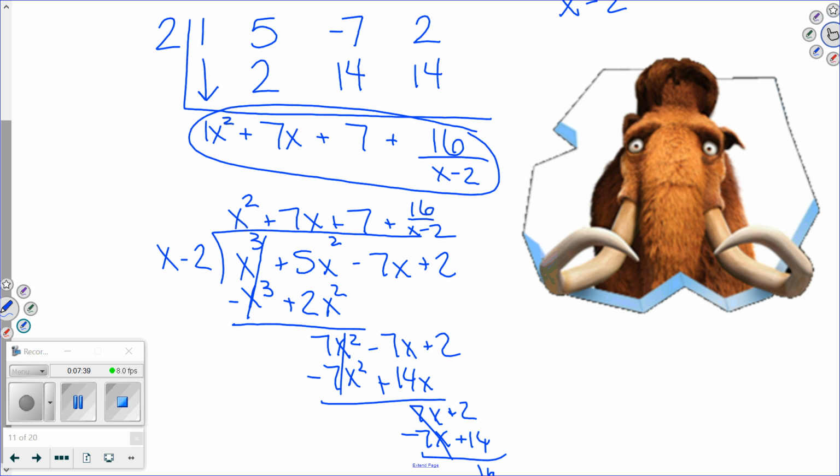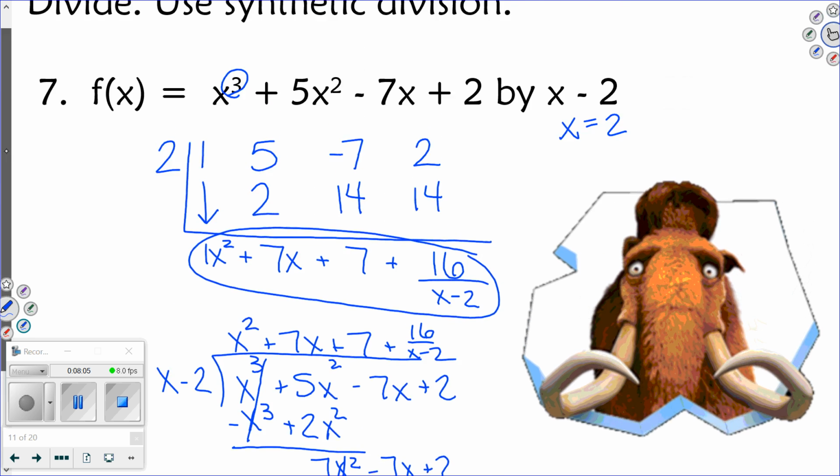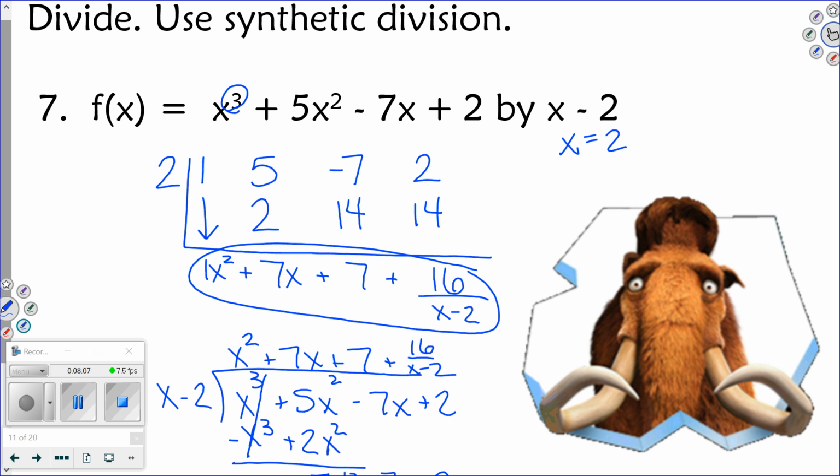Isn't that great? It's cool though. You're like, wow. Why didn't I teach it to you first? What's its limitation? If I'm dividing by x and plus or minus a number. If it's x squared, doesn't work. If it's like 2x plus a number, doesn't work. It's got to be x plus or minus a number. Now we use it a lot. I mean a lot. But there are circumstances where you have to use the long division. But is that not cool?